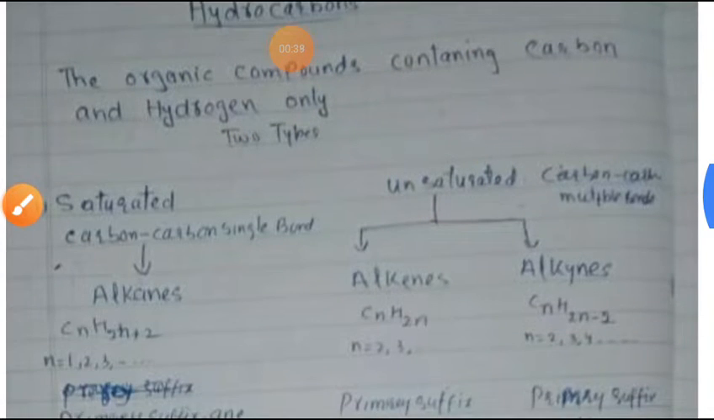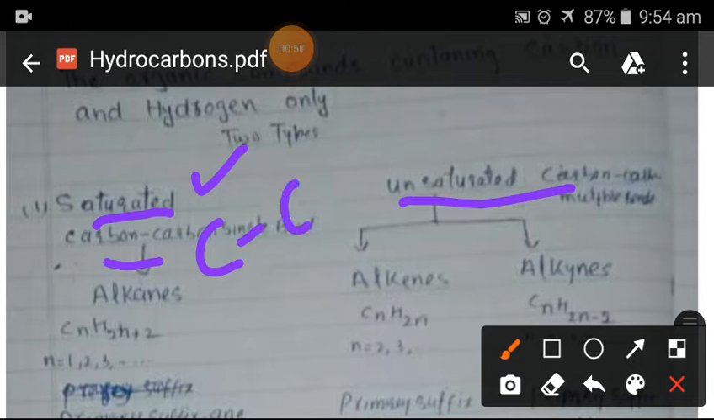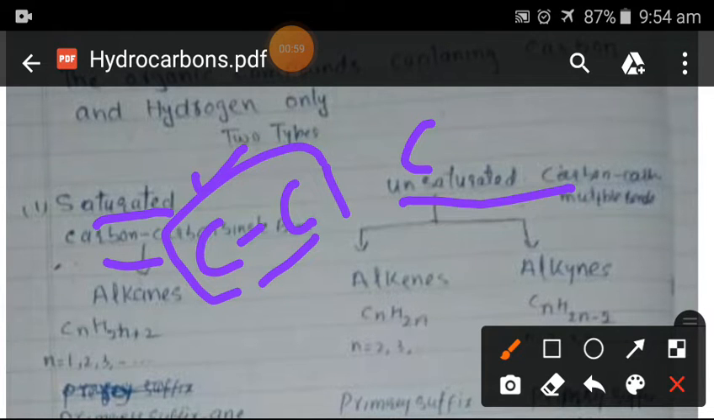There are two types of hydrocarbons. One is saturated hydrocarbon, one is unsaturated hydrocarbon. Saturated hydrocarbons are those which contain carbon-carbon single bonds, and unsaturated hydrocarbons are those which contain carbon-carbon multiple bonds. So that is carbon-carbon double bond or carbon-carbon triple bond. Clear?